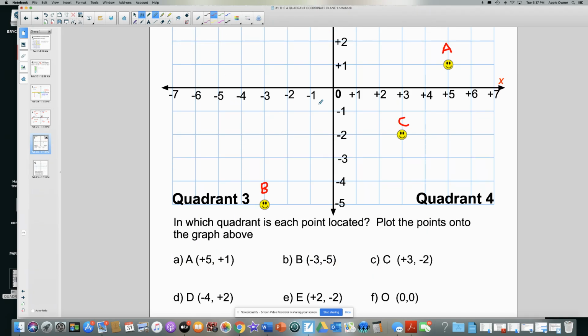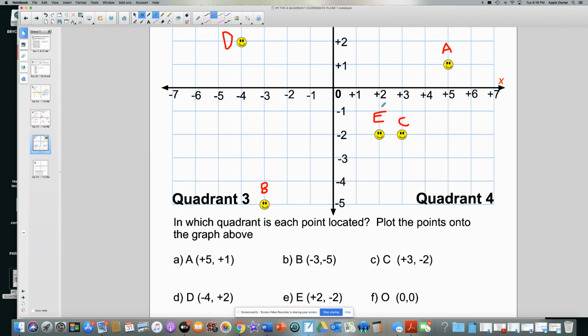D, -4. So I'm going -4. And +2 means I'm going up. So what's interesting here is we're up into quadrant 2 this time. Okay. And this one is, as I said, D. Last but not least, or excuse me, there's two more. E, -2. So if we place that one in, 2, -2 right here, and that would be E.